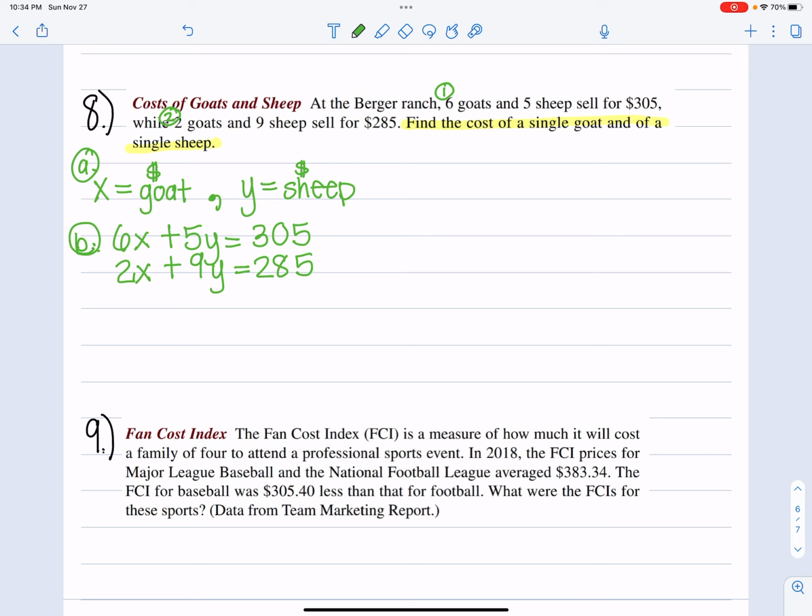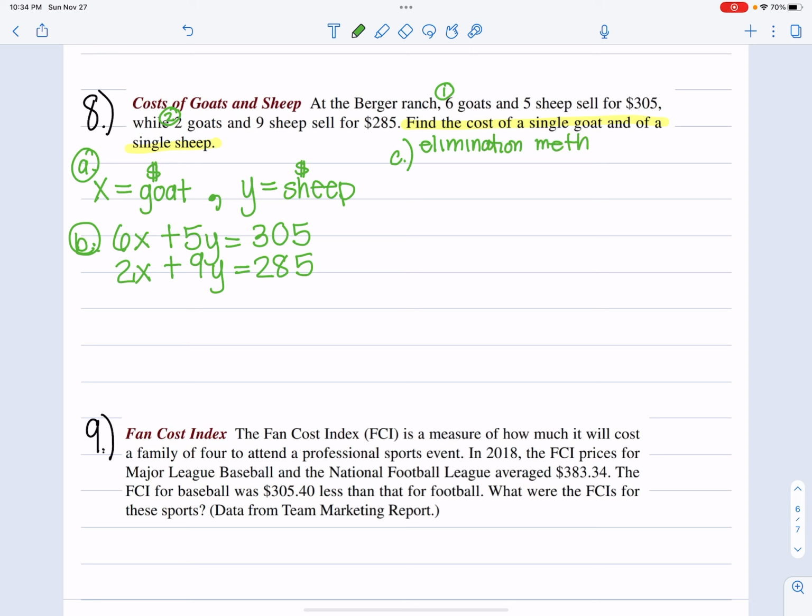Y'all figure out how you want to do it. I'm going to use the elimination method. That's just what Ms. Ford chose to do. You can do substitution. That's up to you how you want to do it. I am going to use the elimination method to solve this, and I choose to eliminate x. Okay? So part C right here is I'm doing the elimination method.